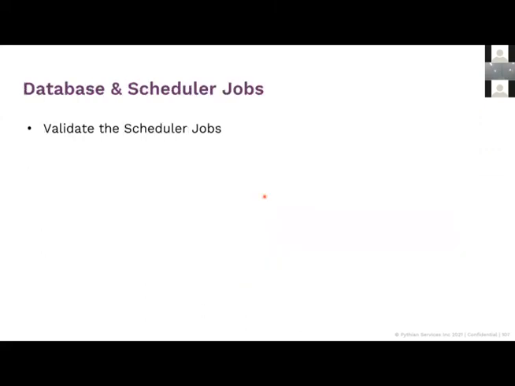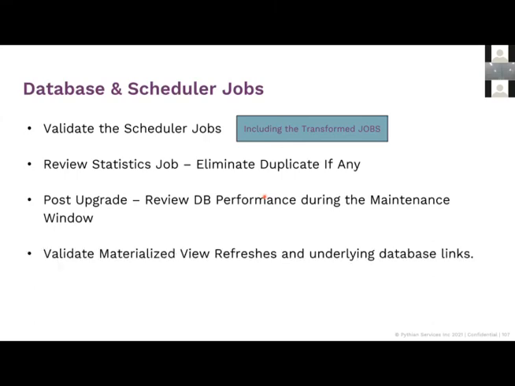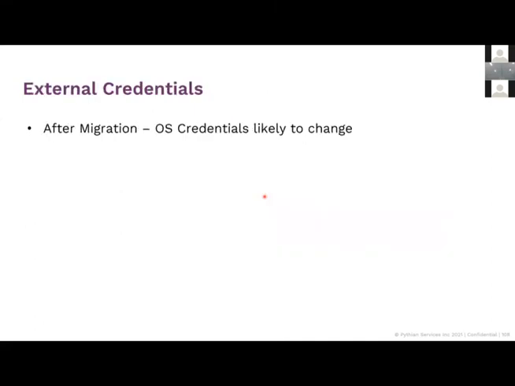And as like cron jobs, there can also be scheduler jobs, right? And these are transformed, and just ensure that there are a lot of transformations that occur, especially when we're moving to 19C. So make sure that if there are any duplicate jobs, you remove them. And always test your materialized views and database links.